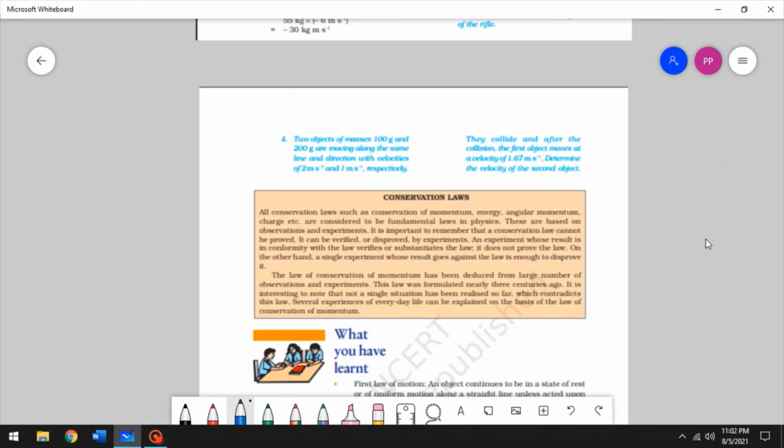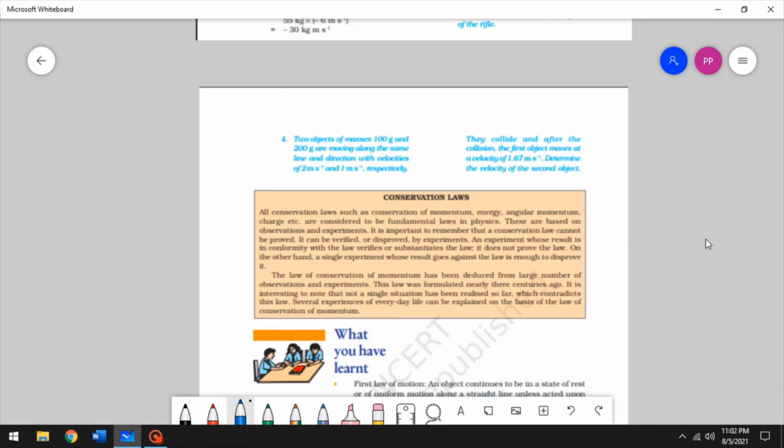Alright, so the law of conservation of momentum that we studied in this lesson has been deduced from a large number of observations and experiments. They didn't just do one experiment, and they didn't just find out the momenta of objects A and B before and after collision once, and then say, oh yeah, we're going to go with the law of conservation of momentum. That's not what happened, right? So they performed a large number of observations and experiments before they came to this conclusion, right?